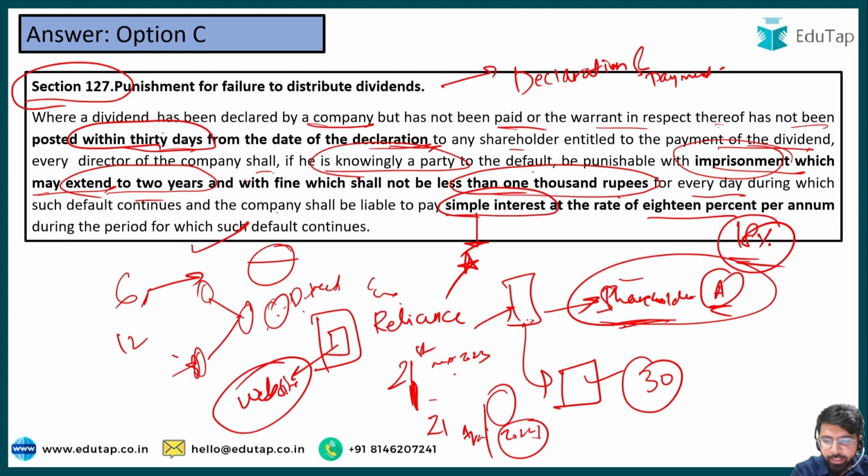Then after that, any delay in further payment of dividend to the particular shareholder will not only get the shareholder the amount, but also, because of the delay in the amount to be paid back to the shareholder, he would also be paid an interest rate, and that interest rate would be simple interest at the rate of 18% per annum. Again, a very important provision, friends, coming from the chapter on declaration and payment of dividend, section 127.